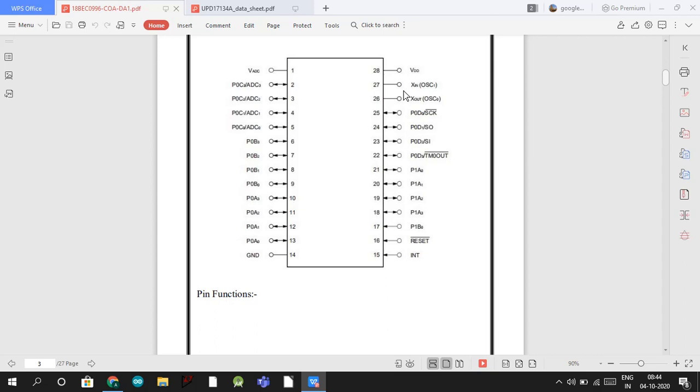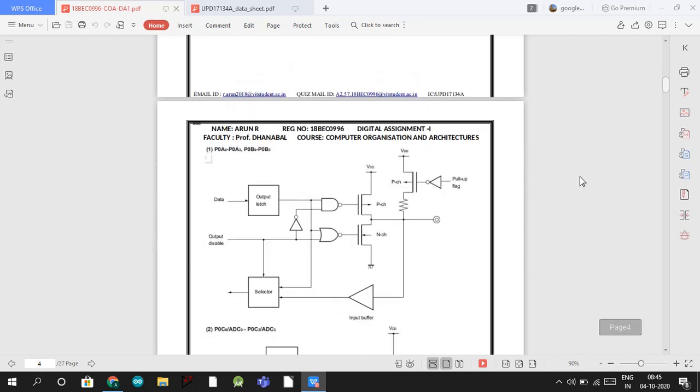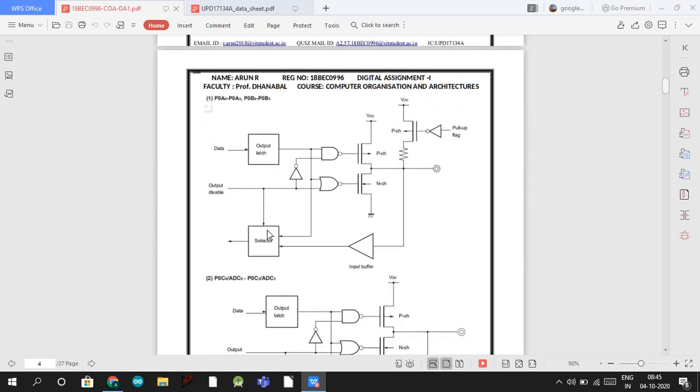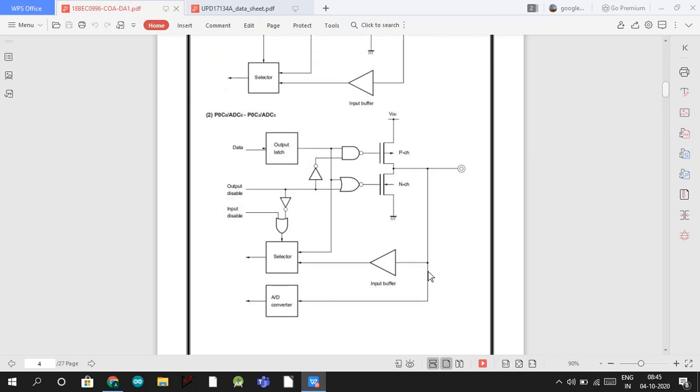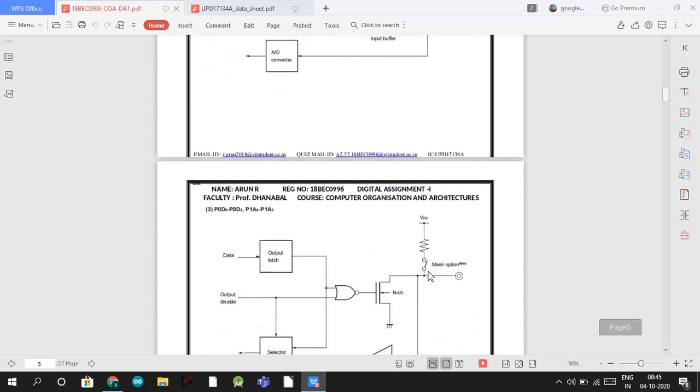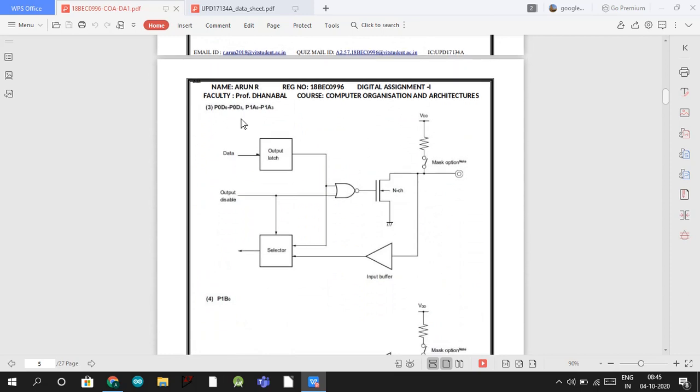Let's see how P0A, P0B and P0C are built and how the circuit is connected. Here you can see P0A0 to P0A3 and P0B0 to P0B3. This is the basic internal circuit diagram. Here you can see P0C0 and P0C1 as analog to digital converter inputs, up to P0C3. This is the internal diagram of the ports, and this is P0D0 to P0D3, and this is P1A0 to P1A3.